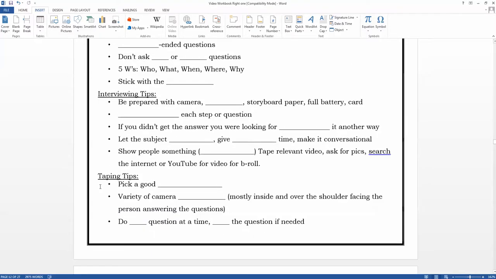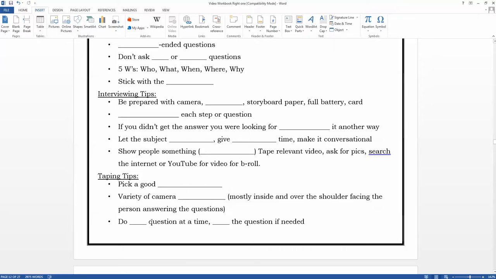All right, just final here, some taping tips. Make sure you pick a good location. Use a variety of camera shots. You're going to use mostly inside and over the shoulder. And make sure the camera should be facing the person that's answering the questions. So you shouldn't ever be videotaping the person asking the questions, like when they're answering it. Hopefully that makes sense. The focus of your interview is the person who's answering the questions.